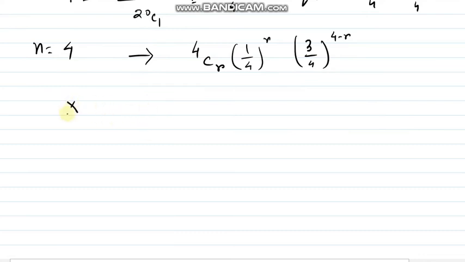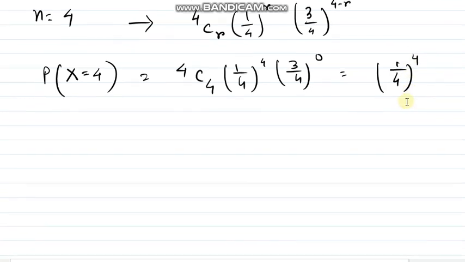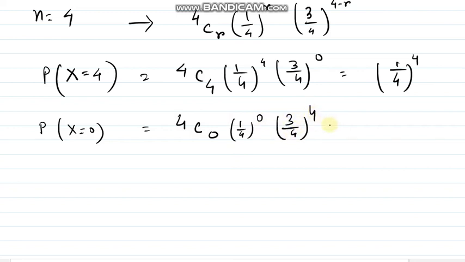What is the probability that all are white? So I want x equals 4 for this. It will be 4C4 (1/4)^4 (3/4)^0. If I calculate, I will get (1/4)^4. Now the probability that none is white, that is I want x equals 0. That will be 4C0 (1/4)^0 (3/4)^4. So the answer, if you calculate, is (3/4)^4.